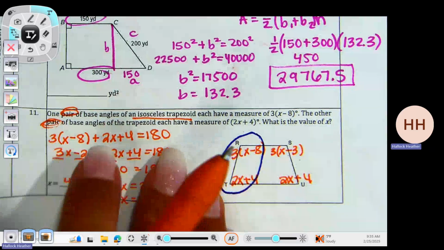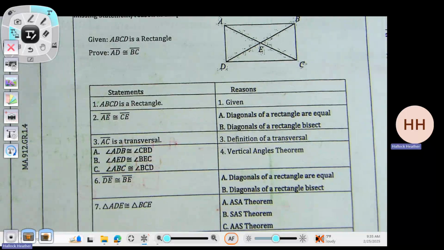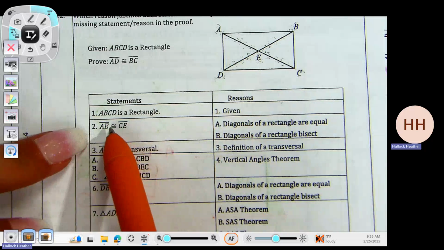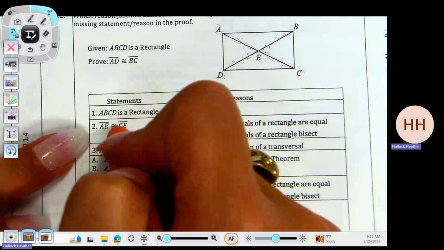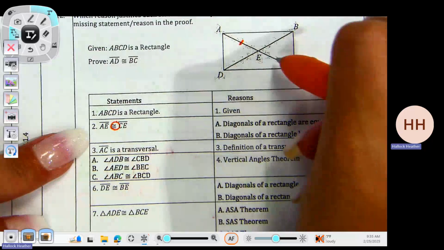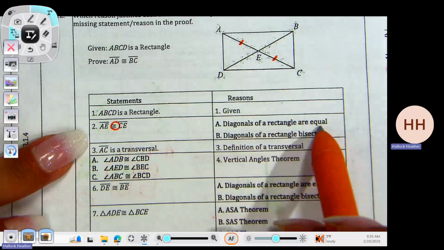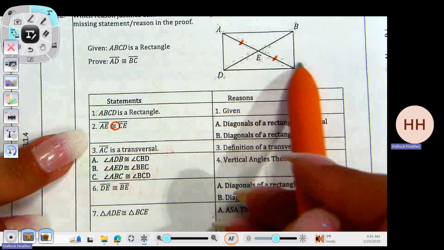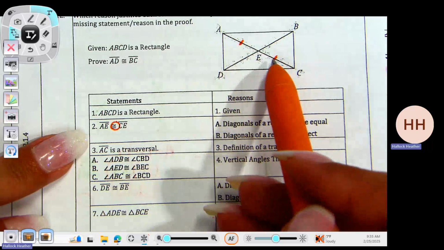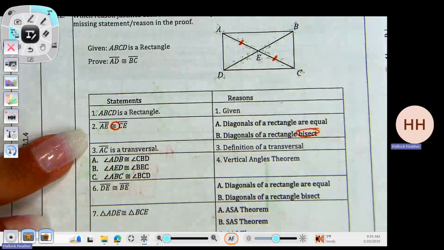For 12, this is another proof, extra practice for your proofs. So now we're talking about a rectangle. It says ABCD is a rectangle. So if I know AE is congruent, I'm marking it on my picture. AE is congruent to CE. The reason why they're congruent, it says the diagonals of a rectangle are equal, which is true. AC does equal BD, but that does not make sense to use for these being congruent to each other. Diagonals of a rectangle bisect. Bisect means cut in half, which means they're equal.